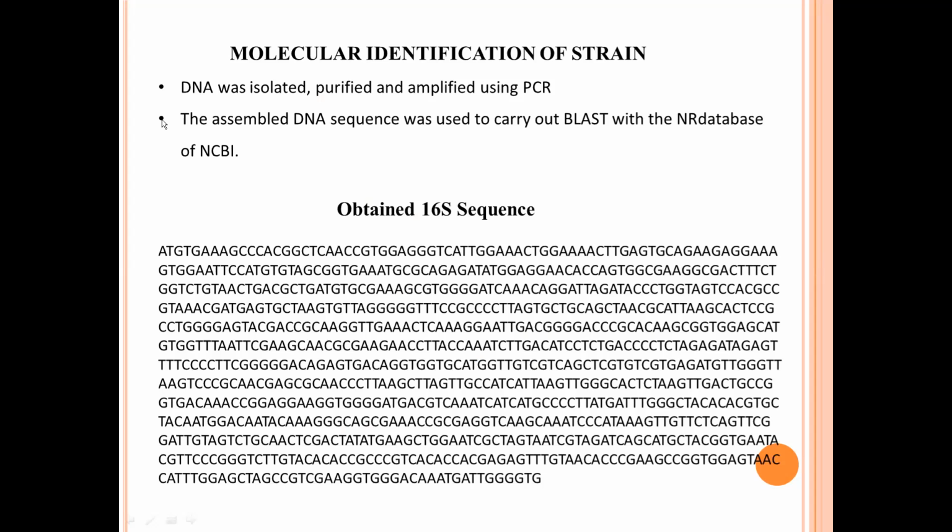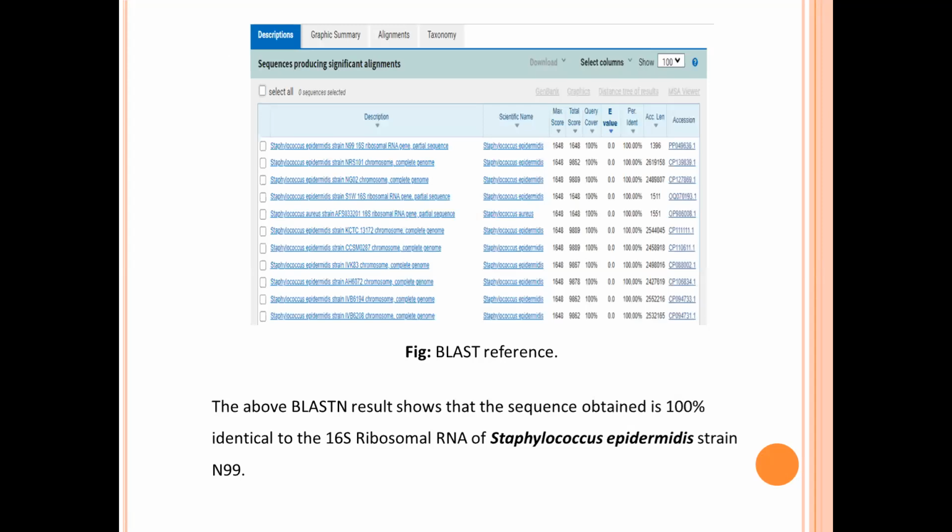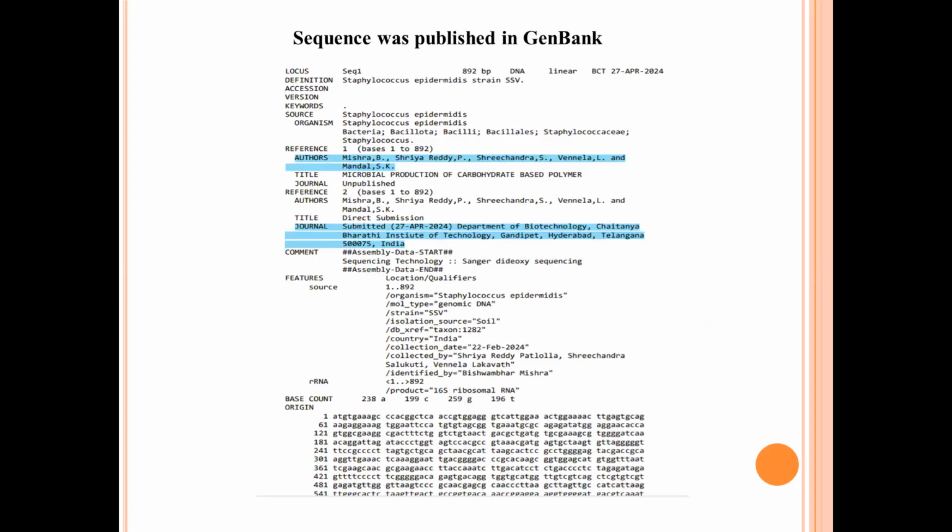We later submitted strain SM-C for molecular identification, that is, for 16S rRNA sequencing, as it produced a great amount of dry weight compared to the other strains, and it has complex molecules. This is the obtained 16S sequence. When we ran the sequence on NBLAST, we found out that the organism was Staphylococcus epidermidis. Along with our guides, we have submitted the sequence to GenBank.